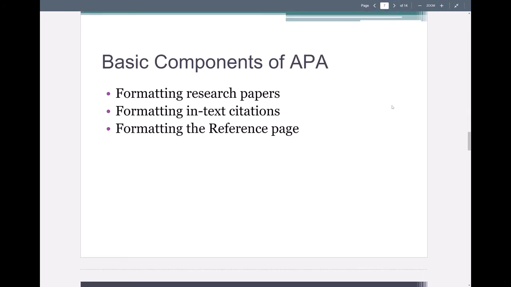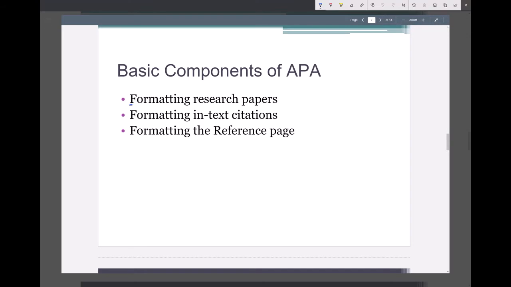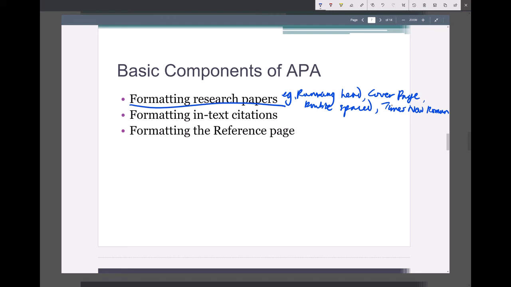The basic components of APA: it has formatting for the research paper. That includes things like your running head. It has your pages, like the cover page. It has double spacing. It has Times New Roman and fonts and stuff like that. So that's your formatting for your paper.